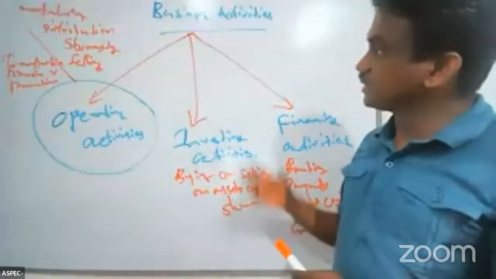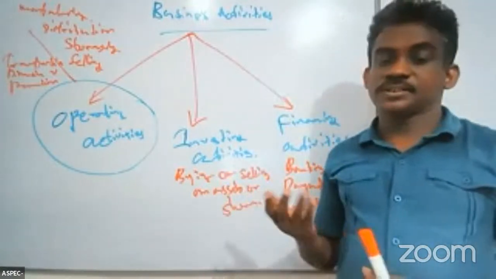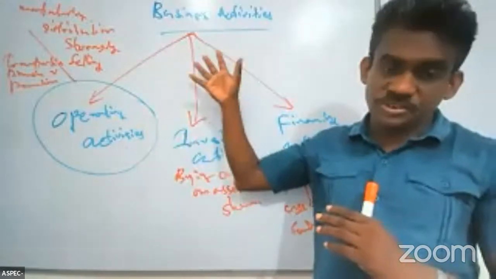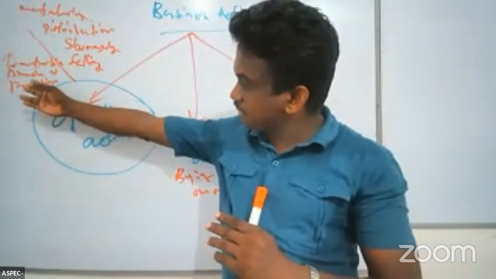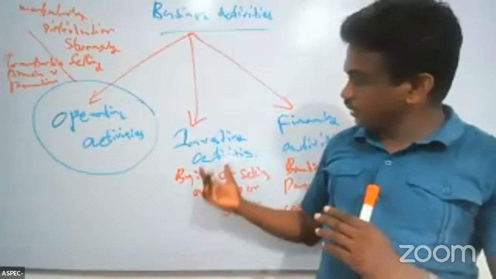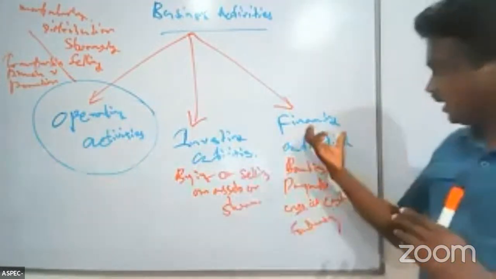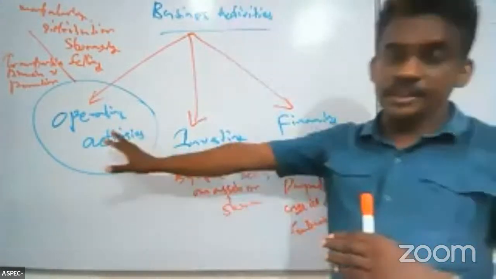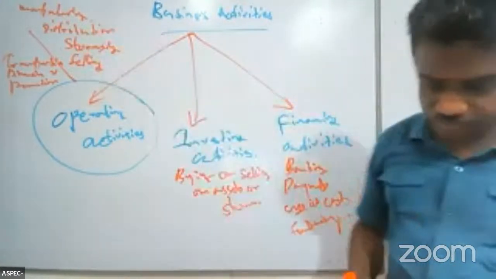Then business functions and business activities we have learned. It's very important in this introduction to business section. We have to get good knowledge about what business is doing. Operating activities: manufacturing, distribution, storage, selling, transportation, advertising and promotion. Investment activities: buying or selling assets or shares. Financial activities: banking, payment, use of cash, fundraising. All the activities we can divide into three categories, and under each category we identify subcategories.